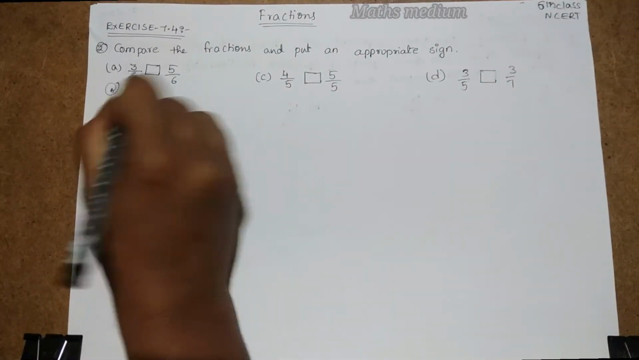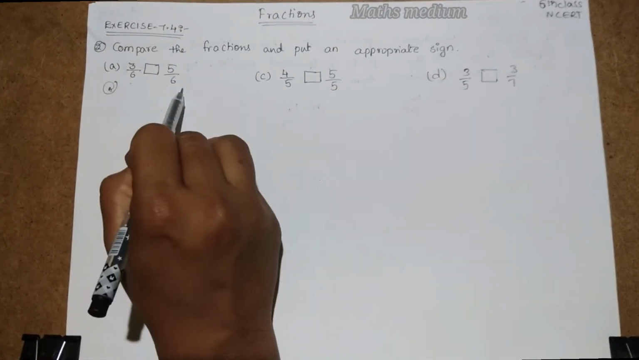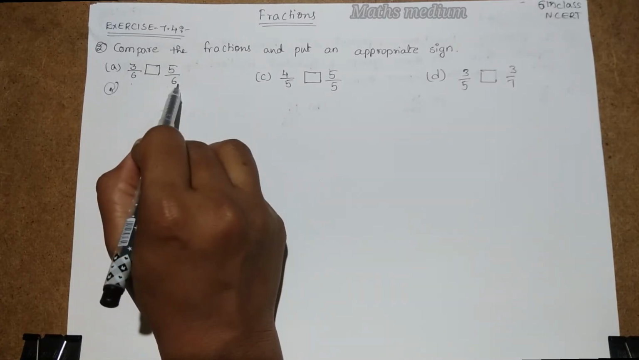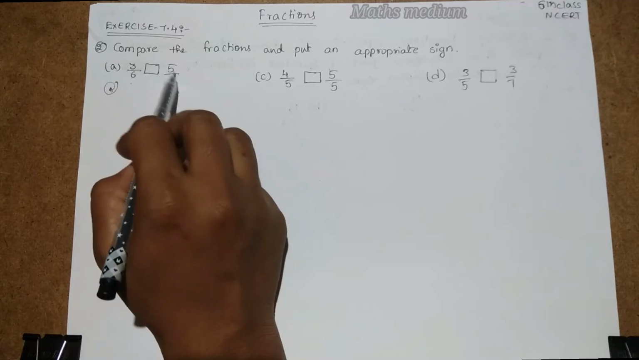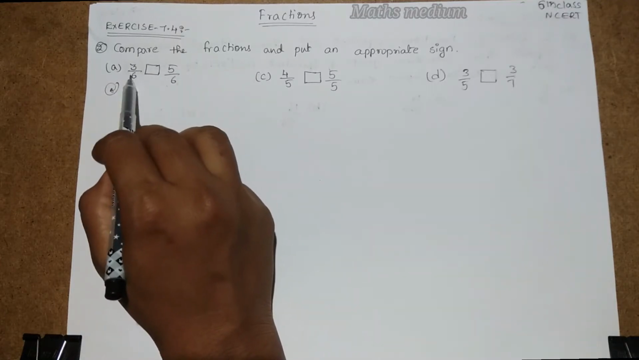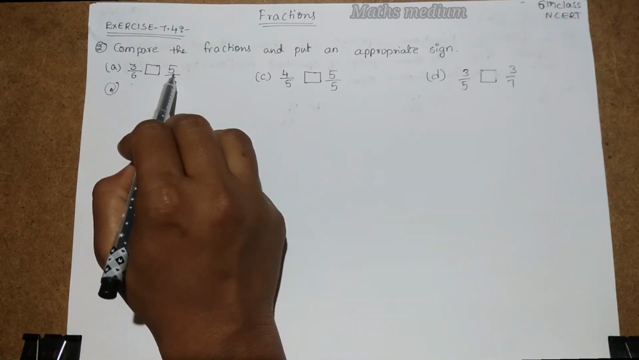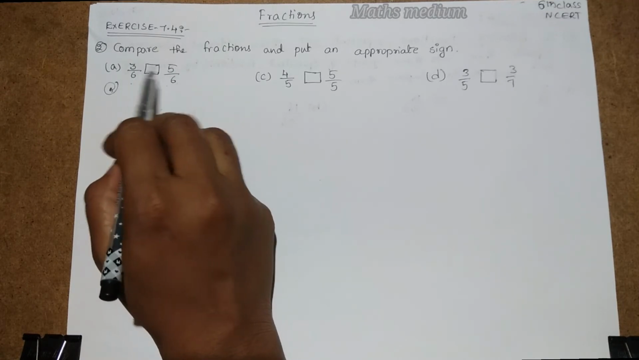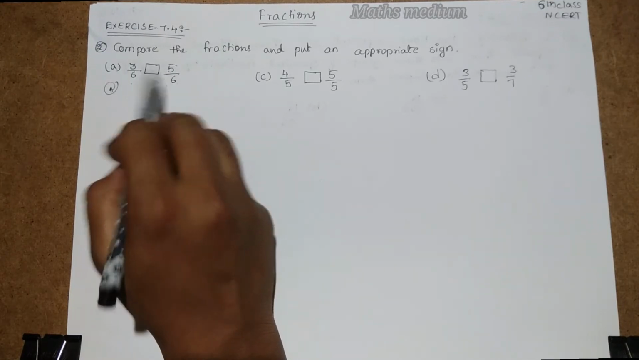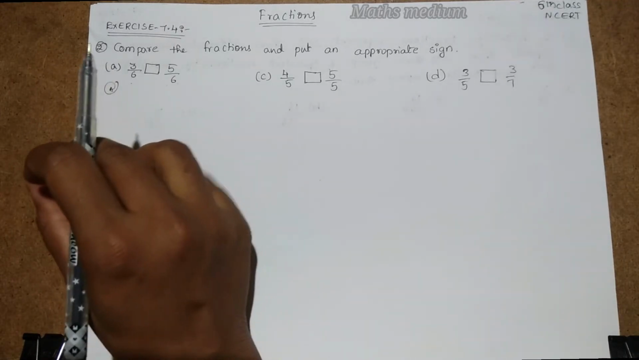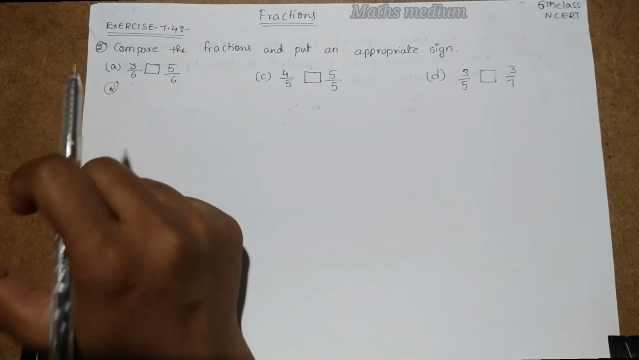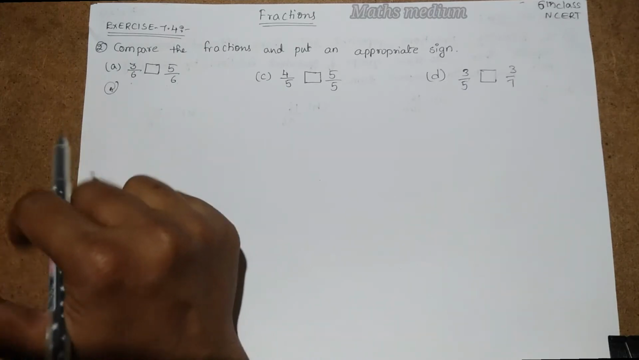This is 3 by 6 and this is 5 by 6. Denominators are same, so these are said to be like fractions. In like fractions we can easily tell by observing numerators. So 5 by 6 and 3 by 6: here 5 is the greater numerator than 3, so obviously this is the greater one. But we have to prove it with the appropriate symbols or an appropriate example. Then we will get a better understanding and grip about the fraction.